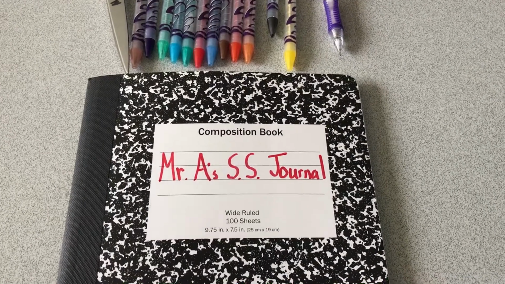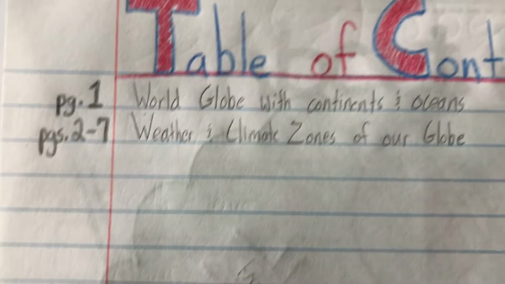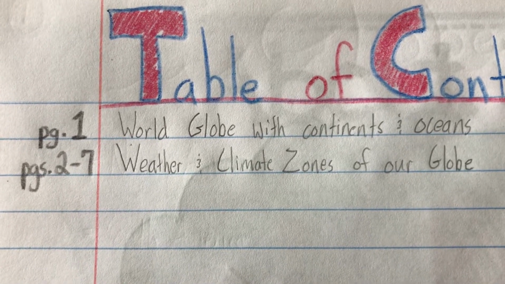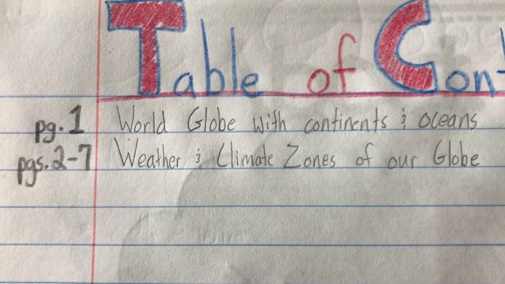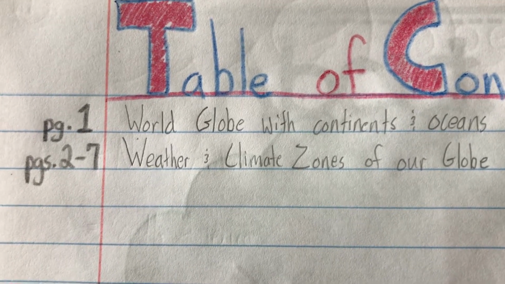Perfect. Now we need to go ahead and open up in our journal and we need to turn to our table of contents. On your table of contents, can you please go ahead and write the following? We've got pages 2 through 7, so we're going to put in 6 pages here, and it's going to be all about weather and climate zones of our globe. So go ahead and write that down there for me.